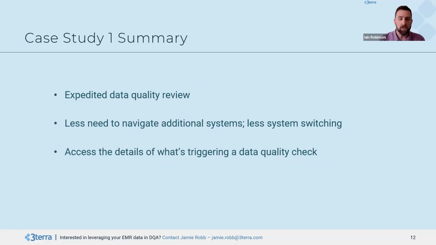So in summary for case one, it's really just a way that we can expedite data quality review, with less context switching, less system switching, and really get the information that's actually triggering the data quality check in DQA without having to go back and find it elsewhere.